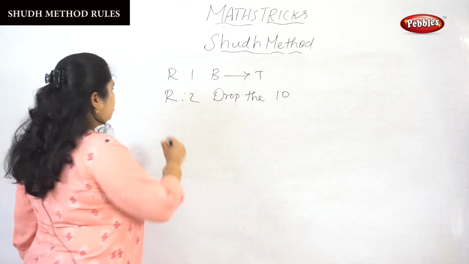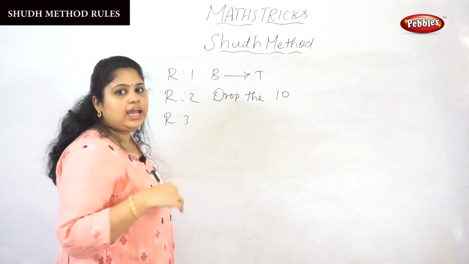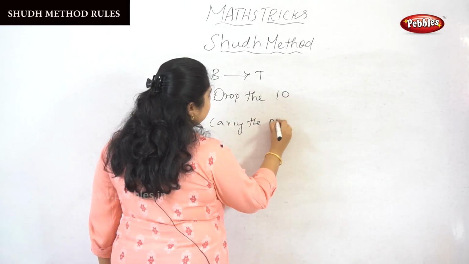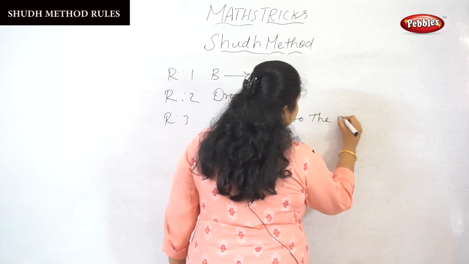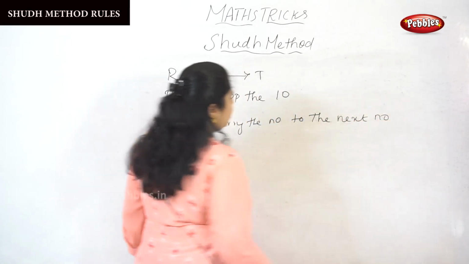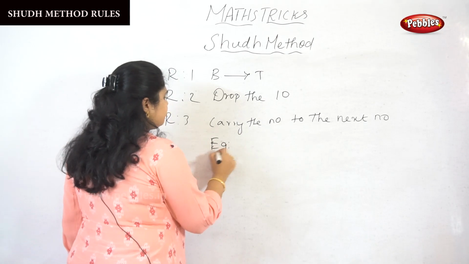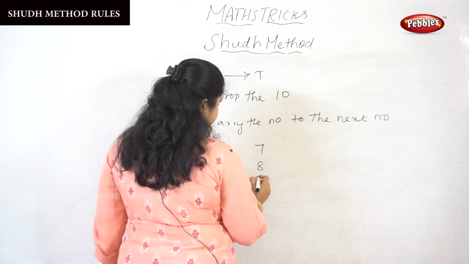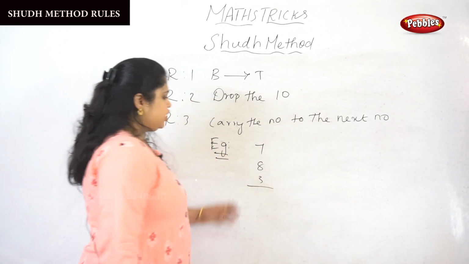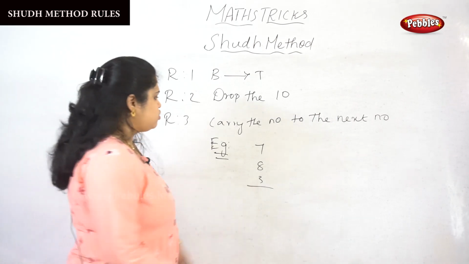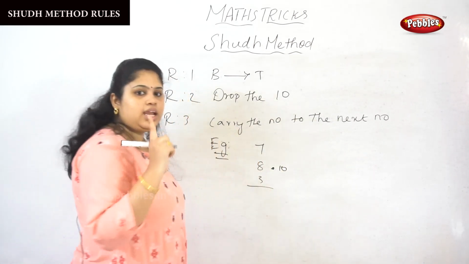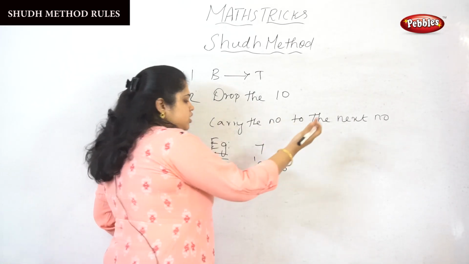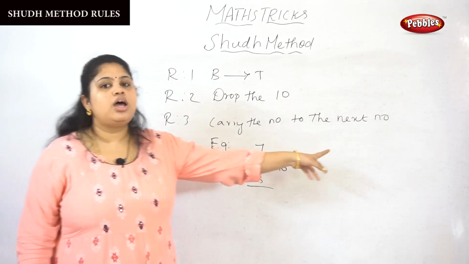What is the third rule? You want to carry the number to the next number. For example, if 8 and 3 is 11, I have just dropped the 10 here. What is the carry number I have got? 1. So you should add the 1 to the next number. That is what I am saying here. Carry the number to the next number.